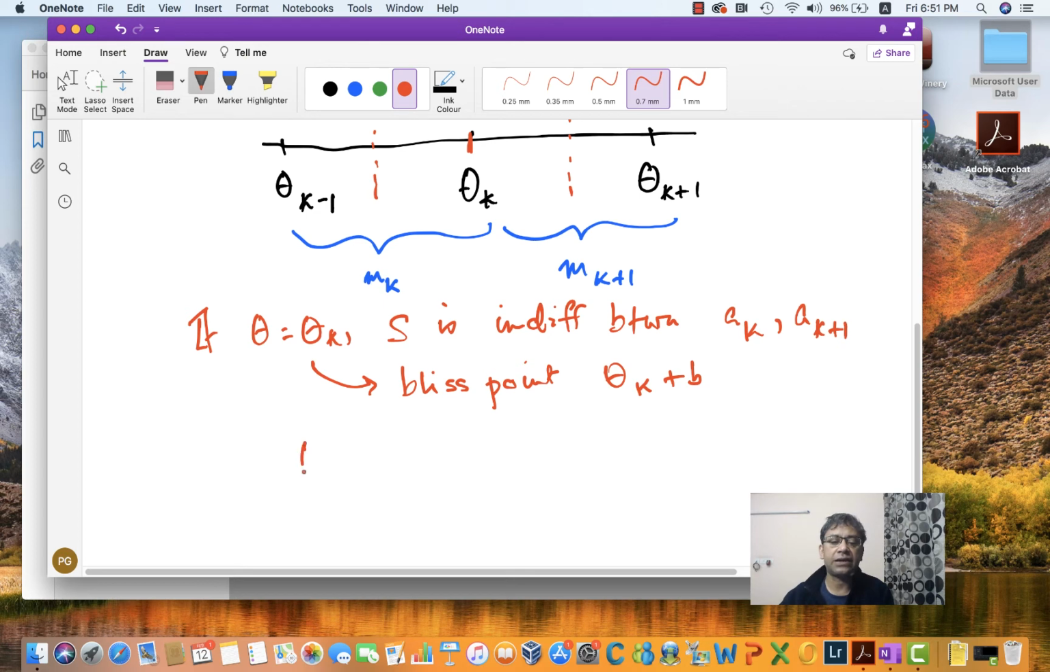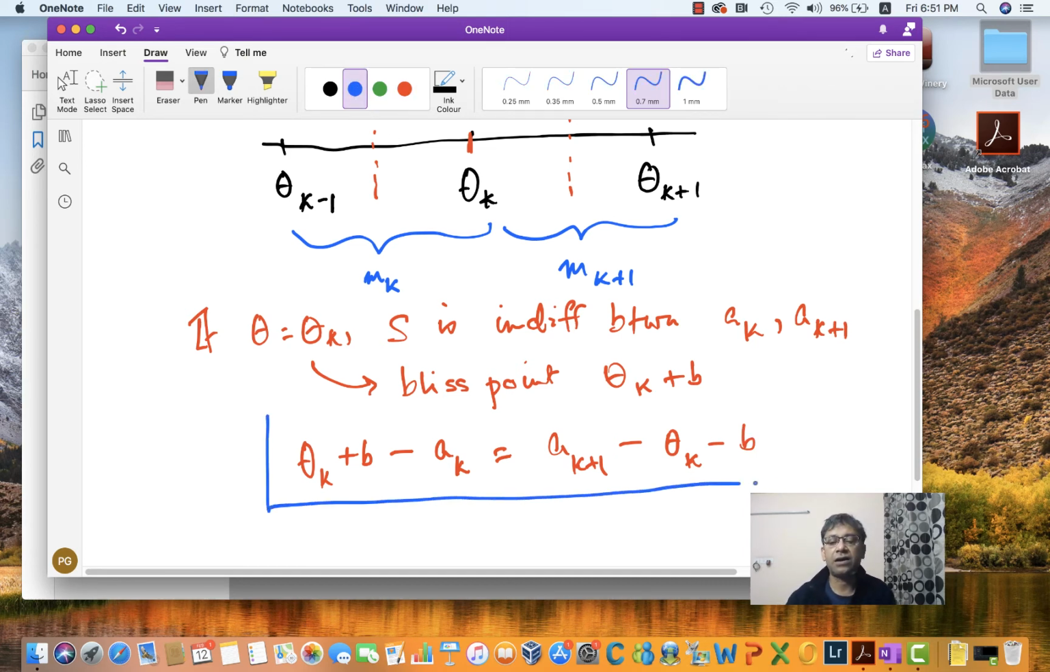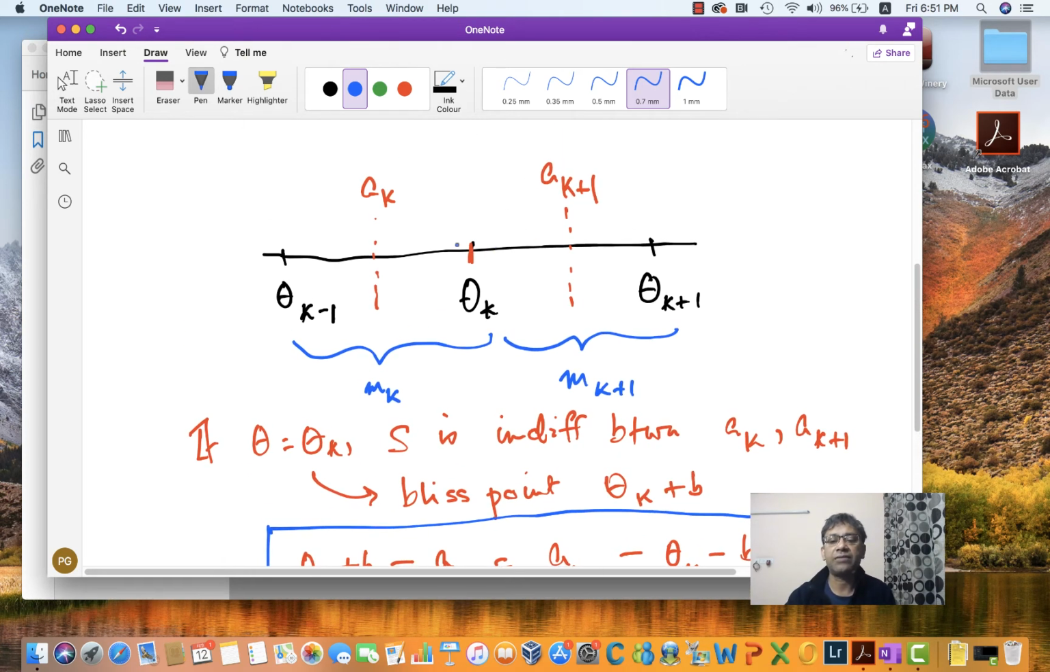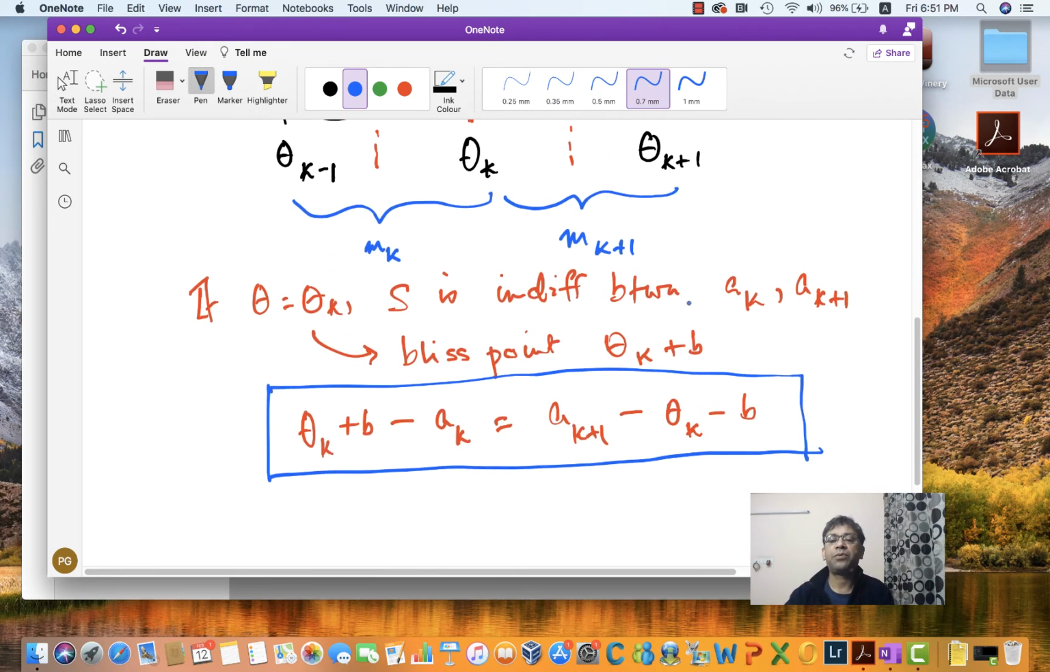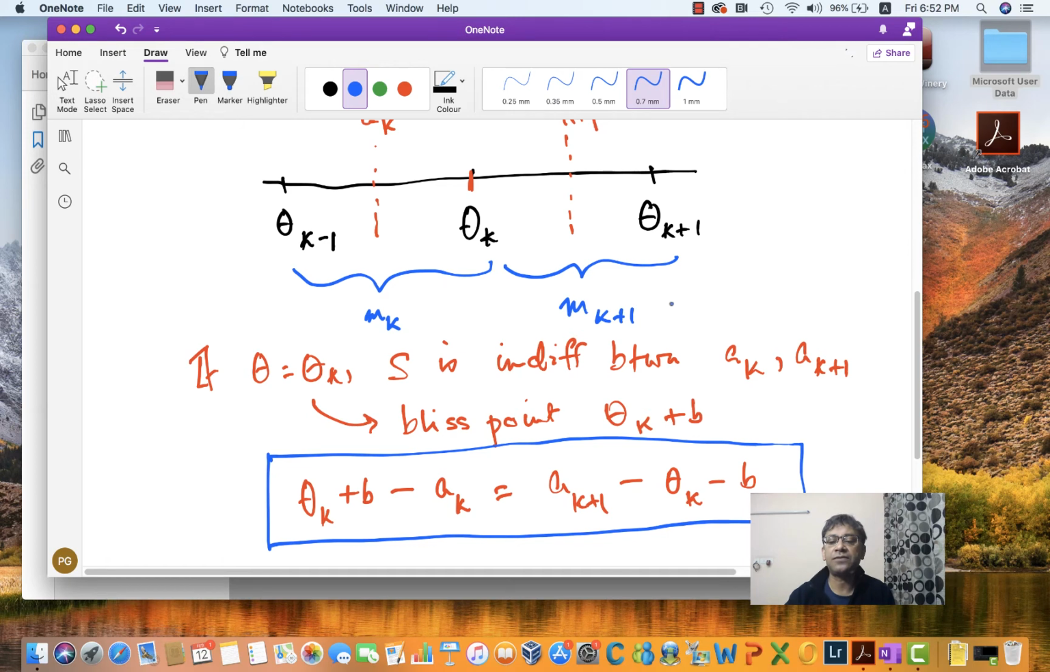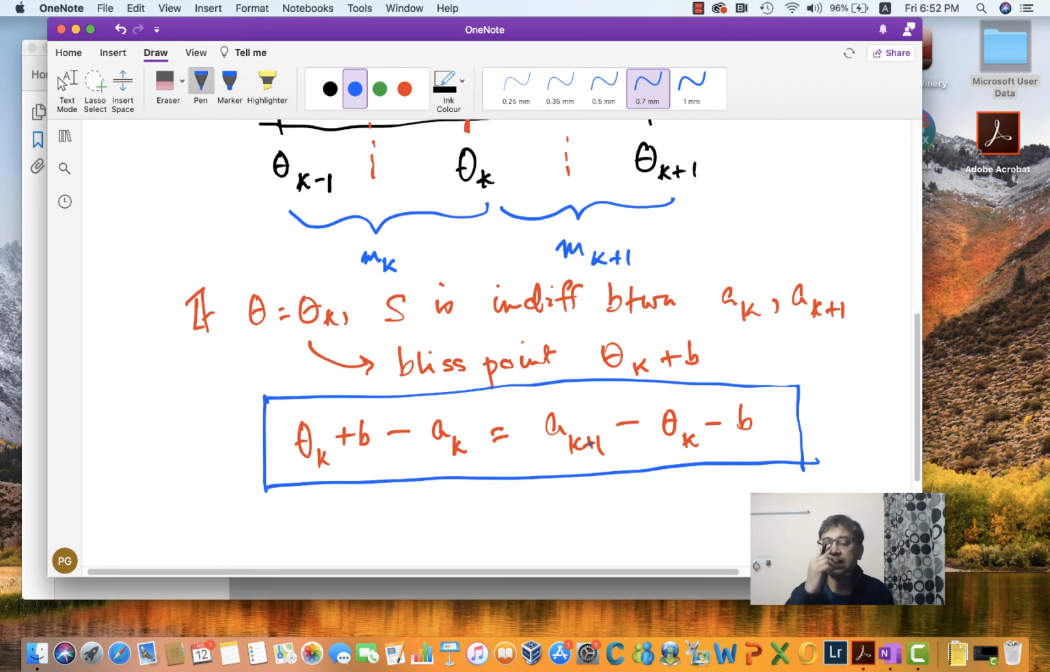So that means theta k plus b minus the lower of the two actions, ak, should be equal to ak plus 1, the higher of the two actions, minus theta k minus b. So this is the critical condition. This is our indifference condition, which should hold at every cutoff point. Yes? And if we can find a set of cutoffs where each of them has this property, then we have successfully found an equilibrium with a partition of n intervals.